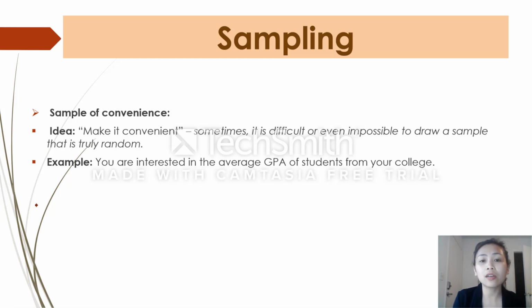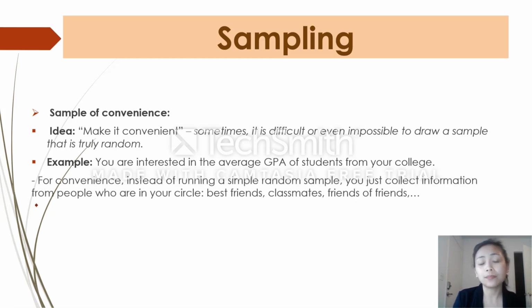have the full list of all student IDs to generate the list of 100 students. And also, when you approach someone to ask about their GPA, they might not reveal their GPA to you. So in this situation, it's not easy to collect a simple random sample.